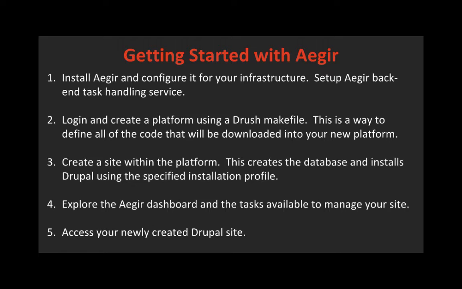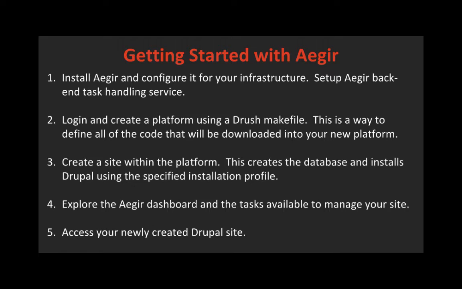So then after you have Aegir installed, you log in and create a platform. The best way to create a platform is a Drush makefile. Not sure if anybody's used Drush makefiles, but if not, I would highly recommend you look into it. It's just a simple text file where you define what version of core, what modules, themes you want downloaded, and then Drush will read that file and go download everything from Drupal.org, or you can specify, hey, I've got a custom theme, it's on GitHub, give it a URL, and it'll go download your custom theme from GitHub, or custom module, whatever.